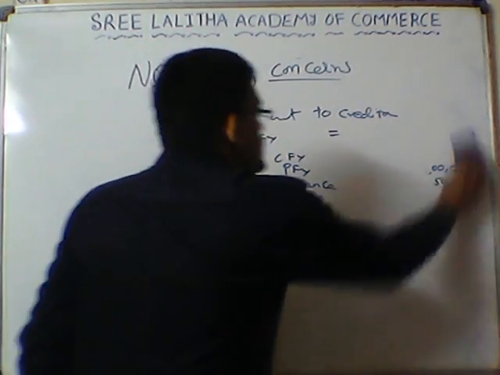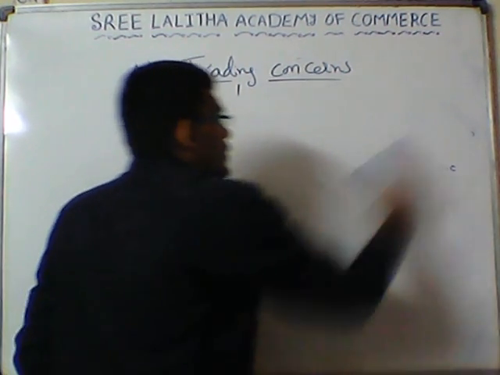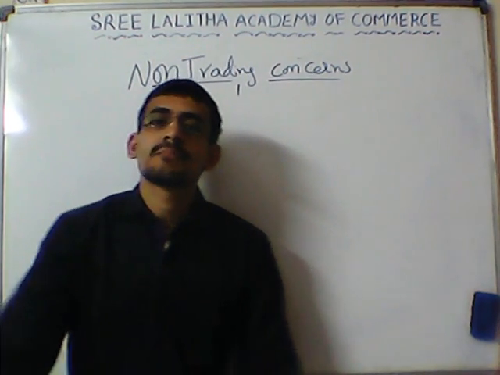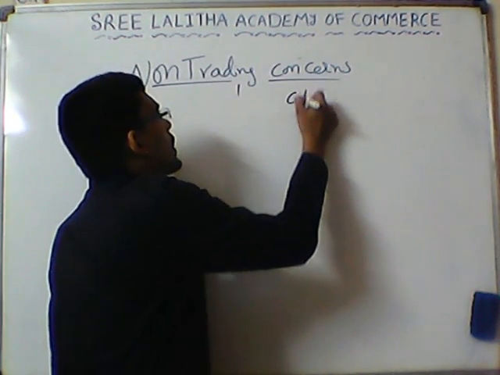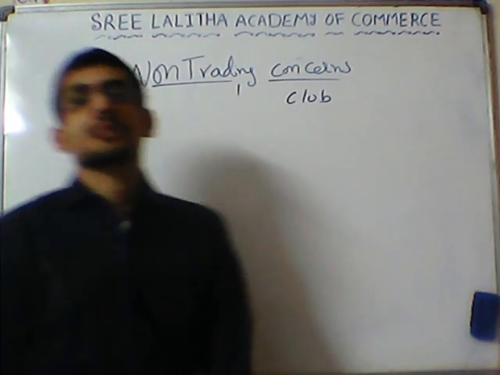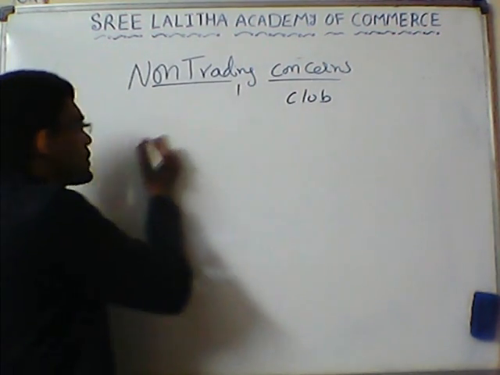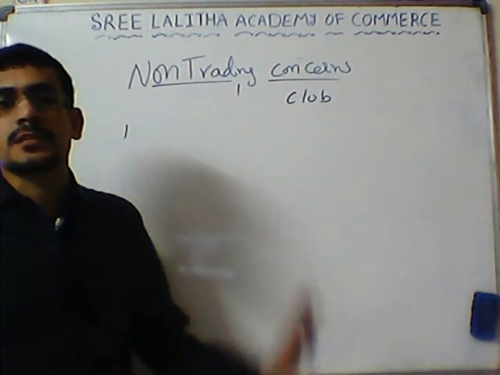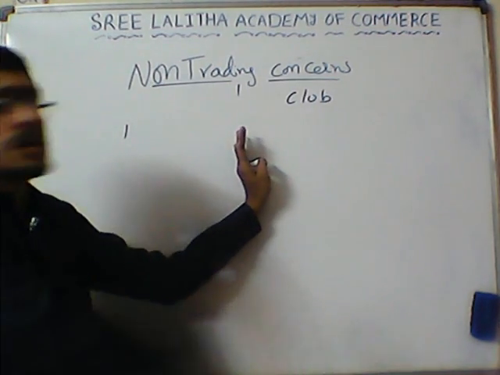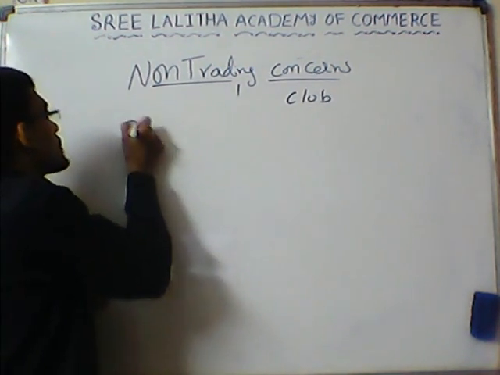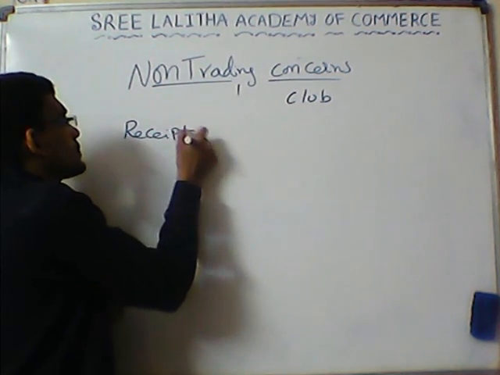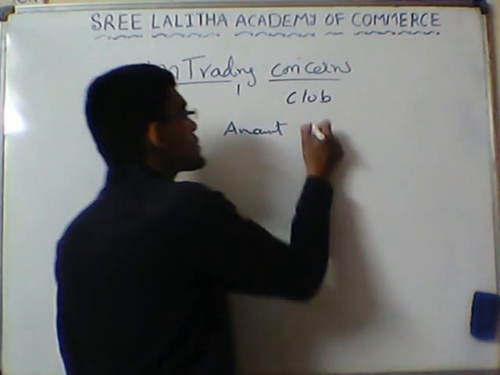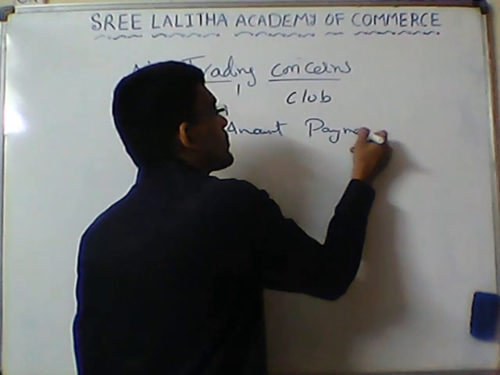Now, we will take up a proforma and see how to prepare a receipts and payments account. Say for example, you are asked to prepare a receipts and payments account of a club. How to prepare this? So basically this is the proforma. Particulars same as a cash book. There is nothing different except the name is different. Receipts here, amount here, payments, amount.